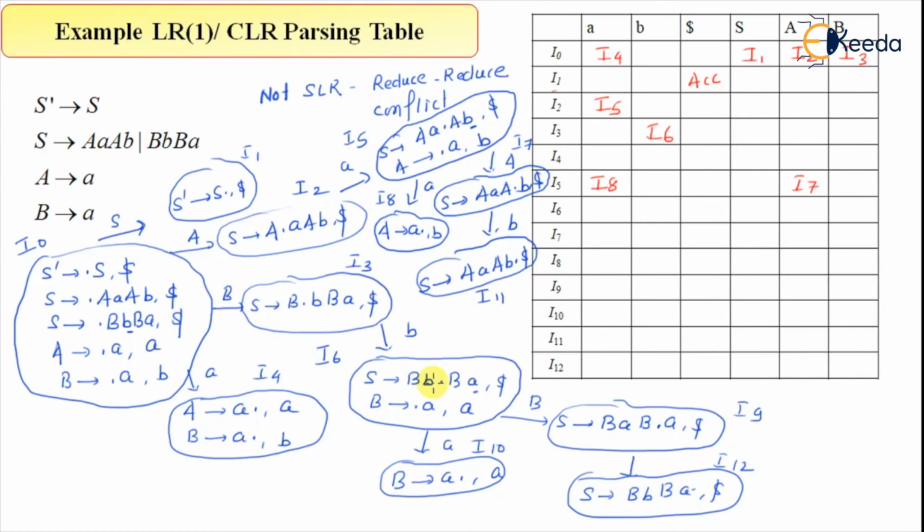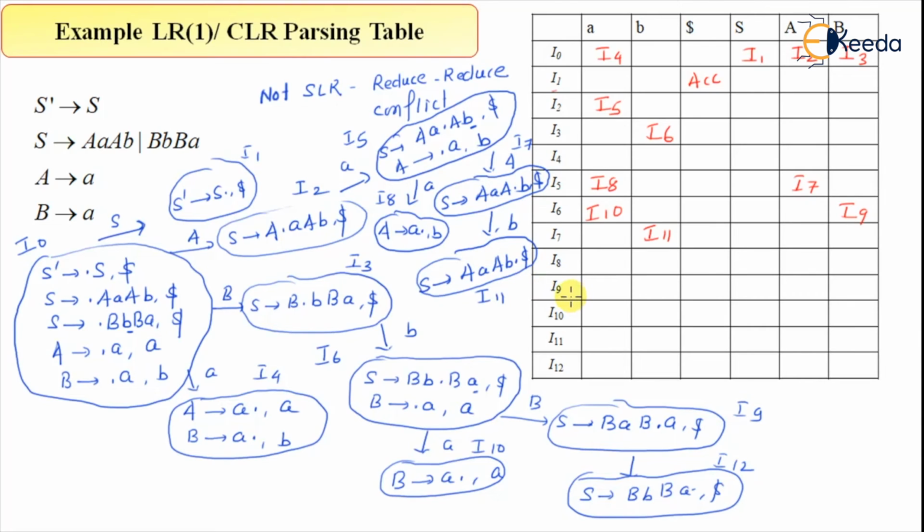I6 on capital B is going to I9. On input small a, I10. I7 on input B is going to the state I11. That's all. I8 is a special state; I'll come back to it.